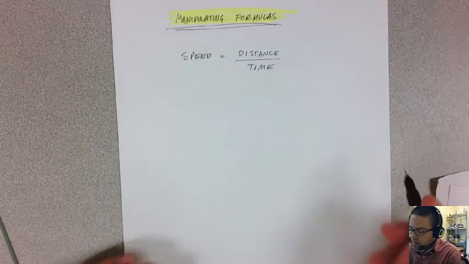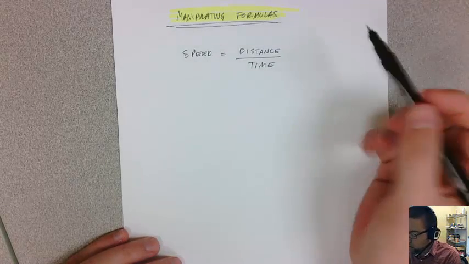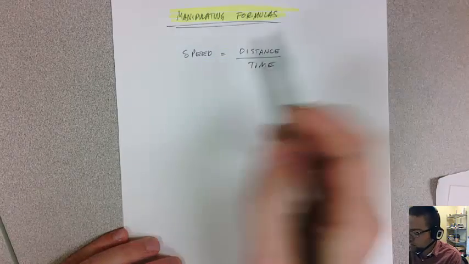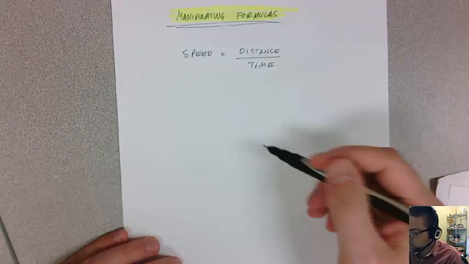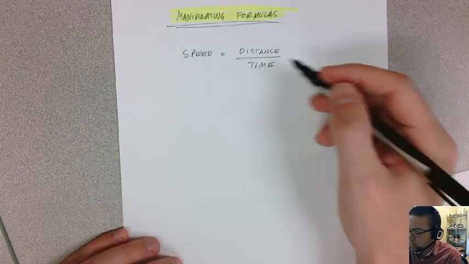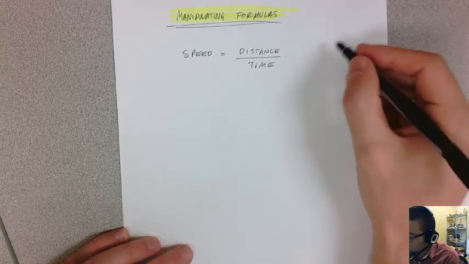Hello everybody, we're going to talk about manipulating formulas. Formulas that look like this. You have speed is equal to distance divided by time. So this is something everybody should be familiar with.